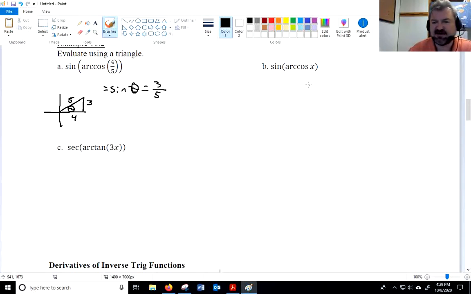All right, what about sine of arccosine of x? Well, I don't know what quadrant that's going to be in because it's just in x. But it turns out it doesn't matter. So we can just say x and put it right there.